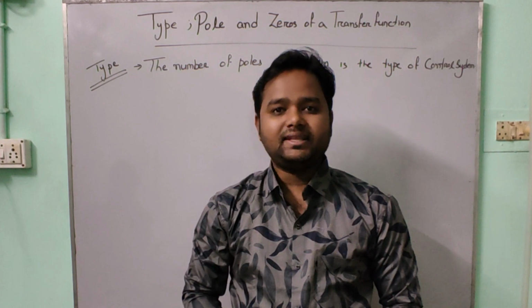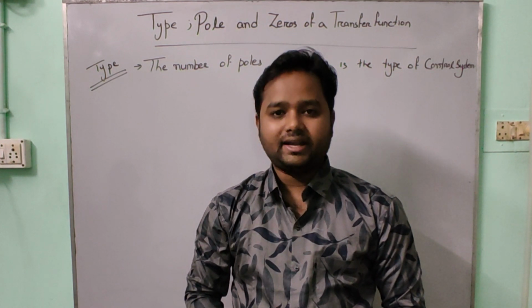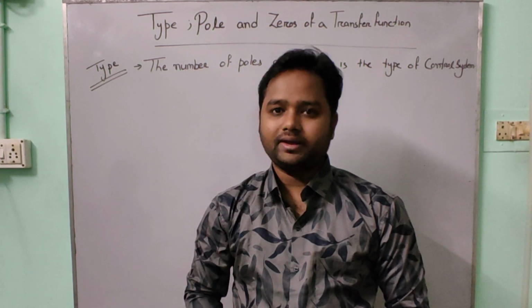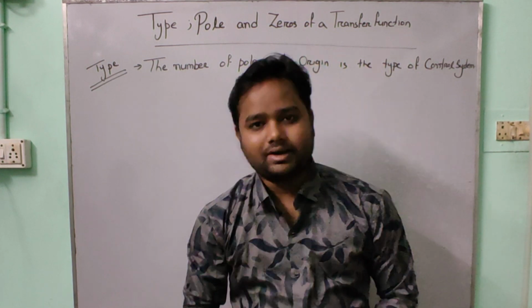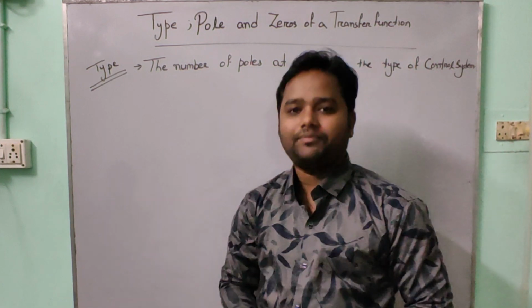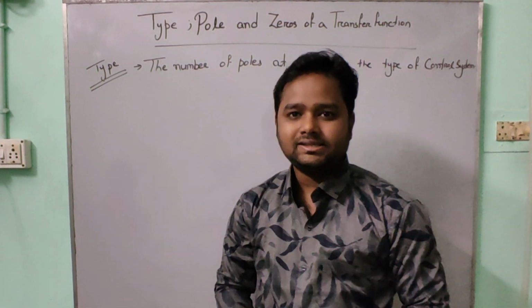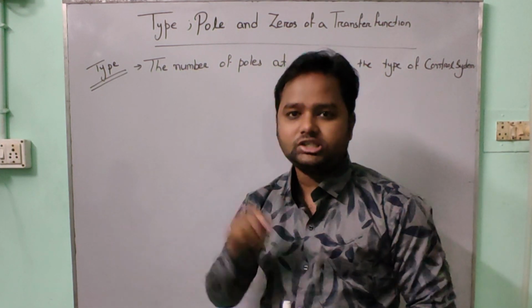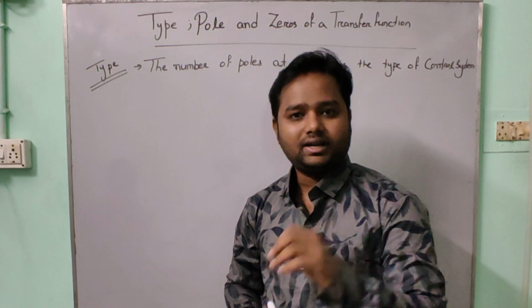In this video, we will study about the type, poles and zeros of a control system. So let's start our class. First, we will study what is the type of a control system. Type means the number of poles at origin of a control system is known as the type of the system.